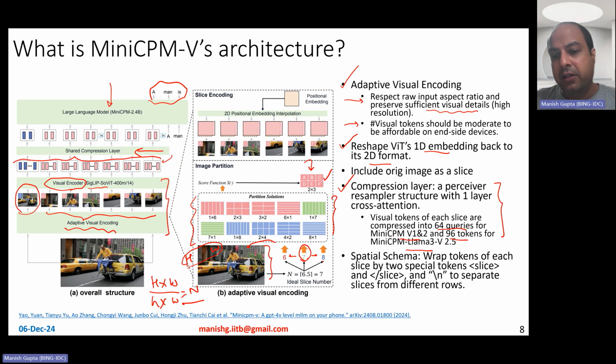Now, they also have a spatial schema. The tokens of each slice are separated by a slice start and slice end token. And then the different rows, so there are two rows here, are separated by a new line token that you see there. That's broadly the architecture.